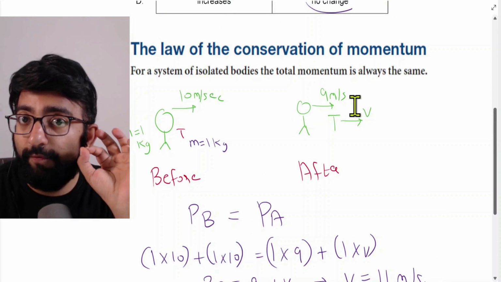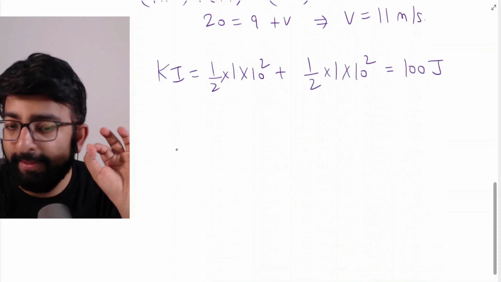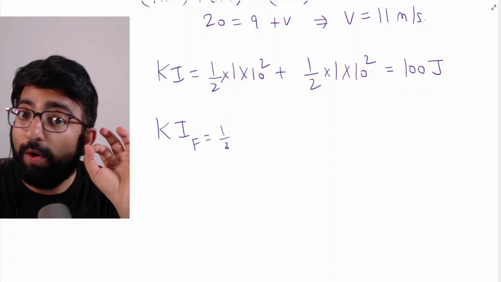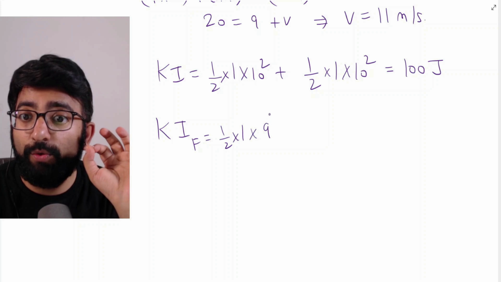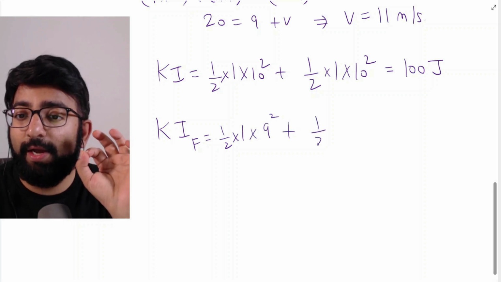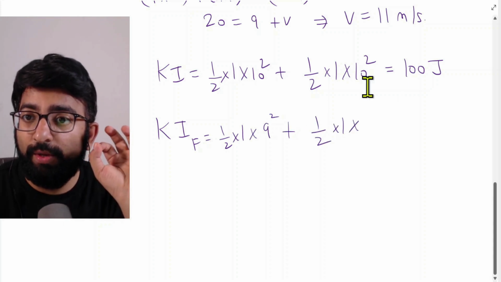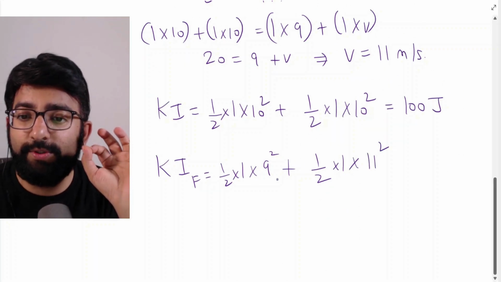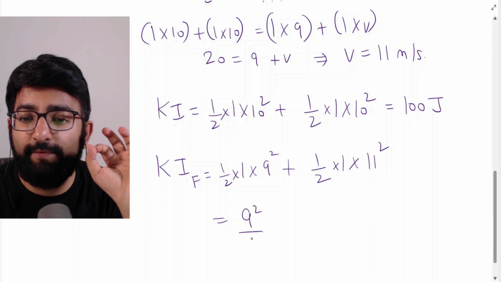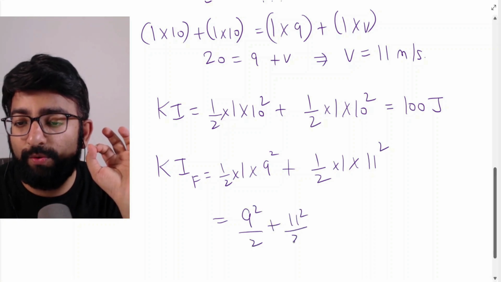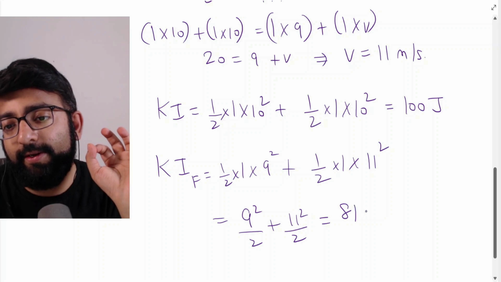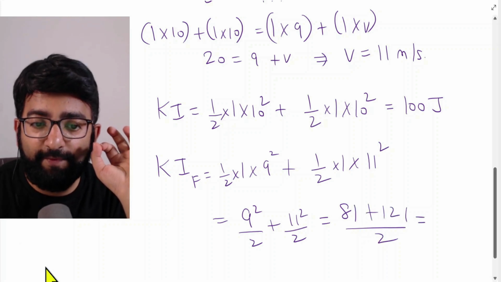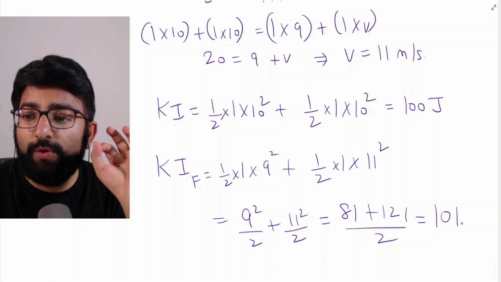Afterwards, the astronaut was moving with a speed of 9 meters per second. So let us write down the final kinetic energy of the astronaut will be half into 1 into 9 squared, plus then we have the tool, which is half into 1 into speed of the tool we had figured out was 11 squared. So let's try to simplify this. We will get 9 squared divided by 2 plus 11 squared by 2. If we simplify this, we'll get (81 plus 121) by 2. And if we simplify, we will get 101 joules.